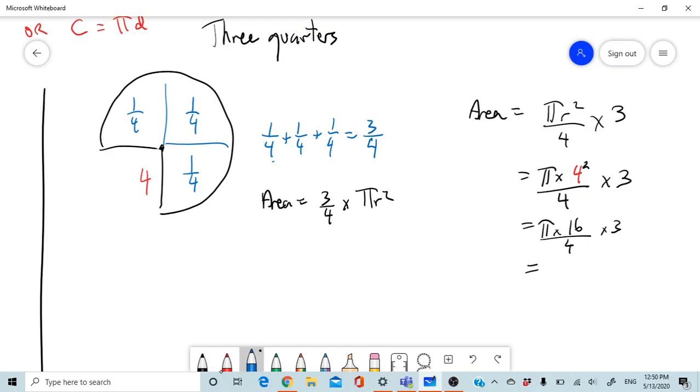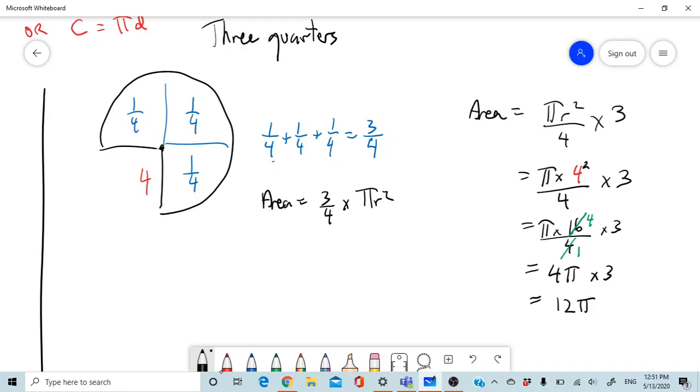Alright, we can cancel out. Let's go green. We can cancel this and that a bit, because 4 goes into 4 once and 4 goes into 16 4 times. So we're left with 4 pi times 3. Well, we can still simplify that further. We can actually say, well, 3 times 4 is 12, so it's 12 pi.